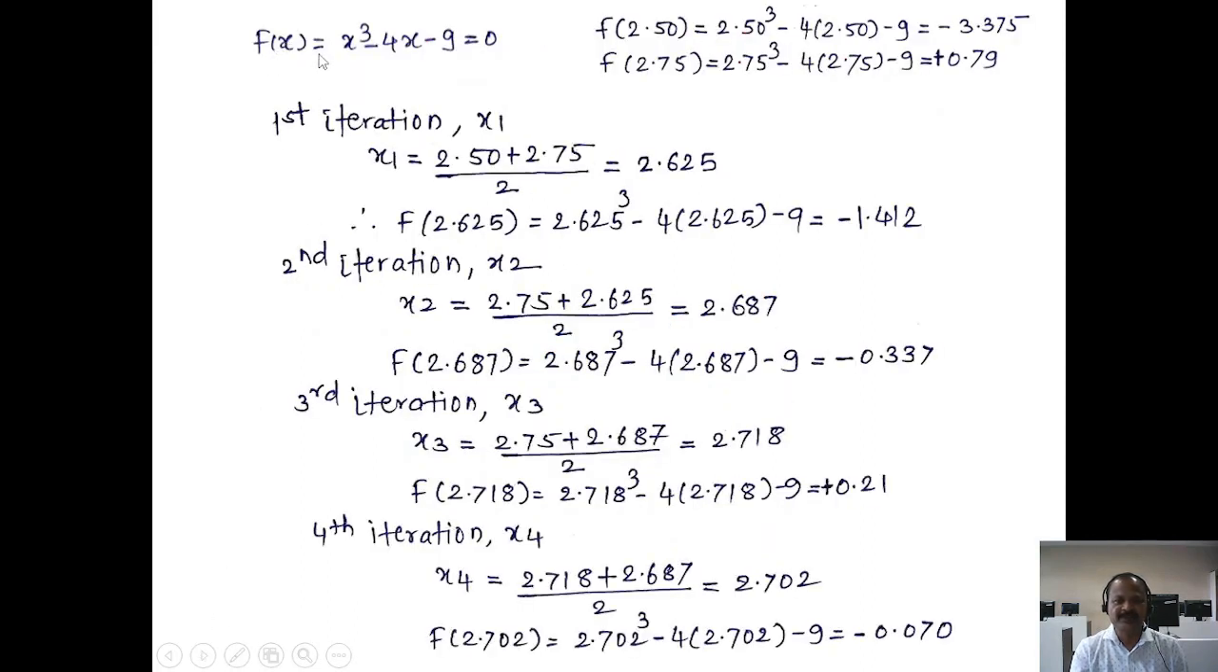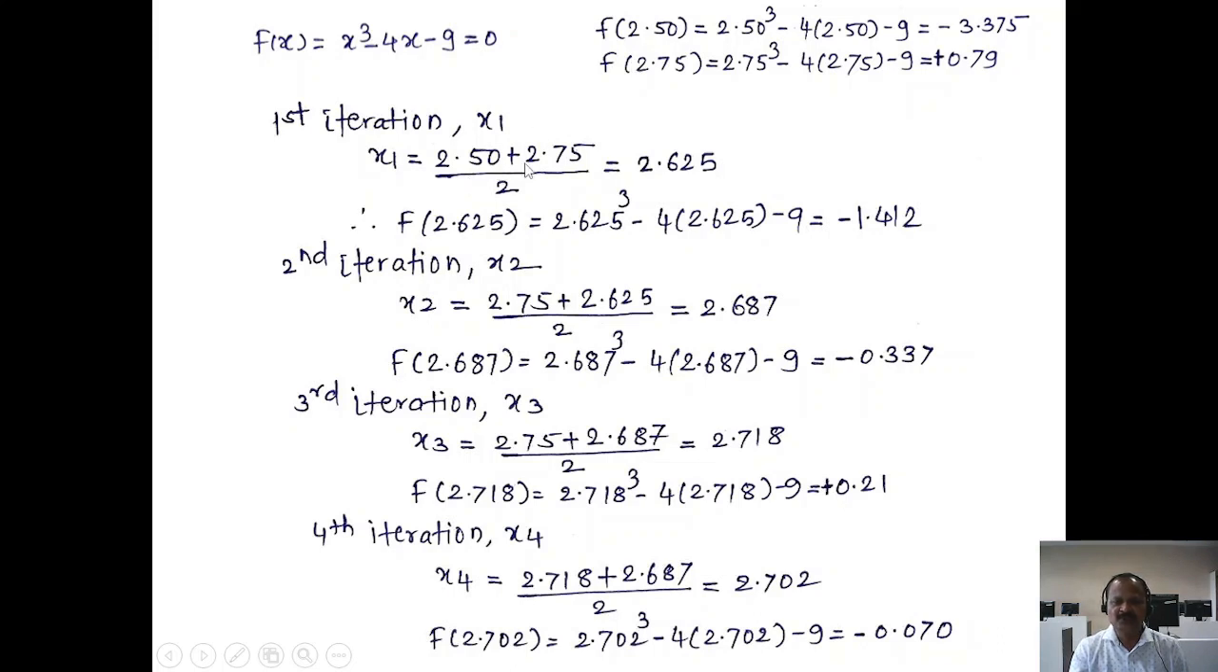The equation is f of x is equal to x cube minus 4x minus 9 is equal to 0. So f of 2.50, when you put it in this equation, the answer is minus 3.375. And when we put 2.75 in this equation, the answer is plus 0.79. Now we have to find the first iteration. So how to find the iteration? x1 is equal to the summation of 2.50 plus 2.75 divided by 2. So this is the bisection formula.